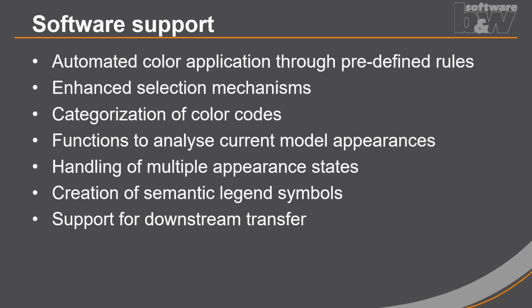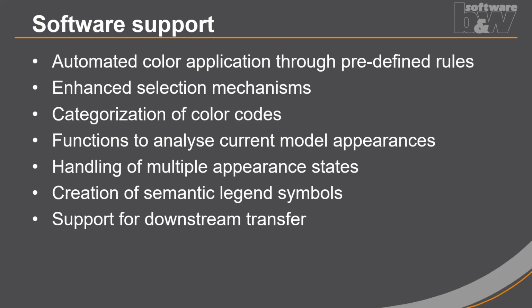How can the software support with these issues? The software tries to help out on the time-consuming manual selection by an automated color application mechanism, which uses predefined rules. So by a single push of a button, rules can be executed, which are prepared by the administrator and just used by the user. Also, the software might provide enhanced selection mechanisms like loop selection, seeding boundary, and so on.